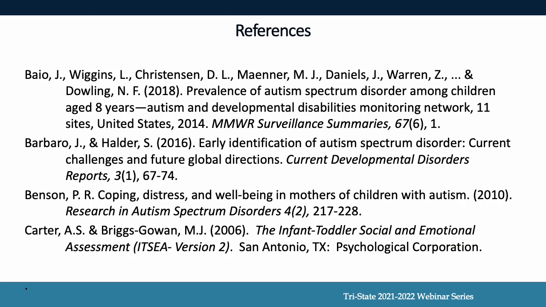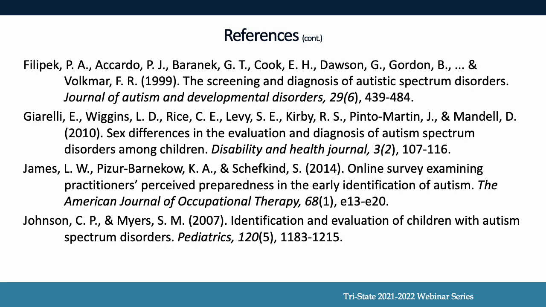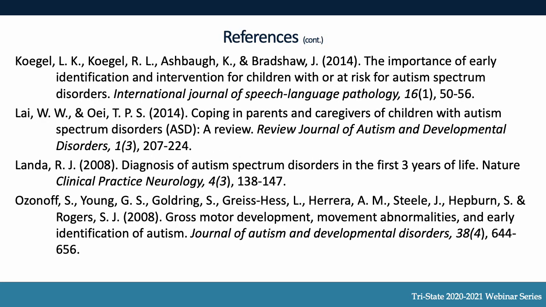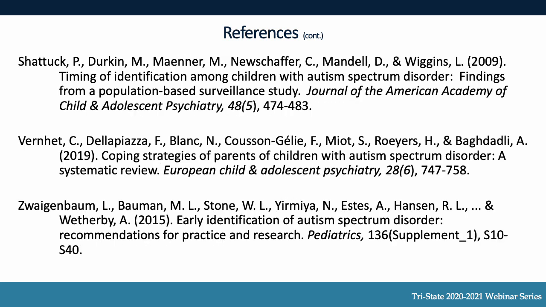So I have attached all of the references that I used in this particular presentation. There's quite a few of them, but they're there if you are interested in seeing where we found the information that we're providing. Research in this area continues to grow and develop. It's a very active and dynamic field, and we're learning more and more about what we can do to support parents who have young children who are developing differently in the area of social and communicative functioning.